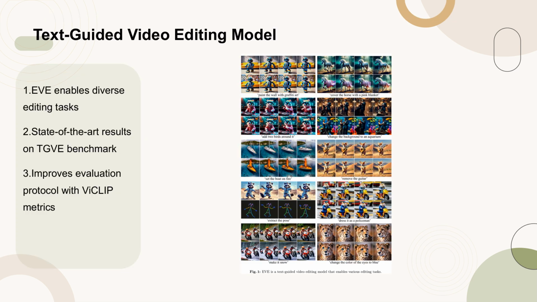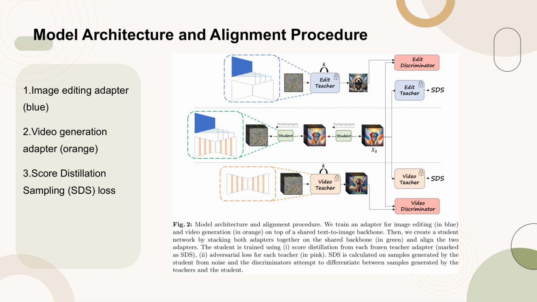Figure 1 introduces EVE, a text-guided video editing model capable of performing various editing tasks. EVE achieves state-of-the-art results on the Text-Guided Video Editing (TGVE) benchmark, demonstrating its effectiveness in video editing. Additionally, the model enhances the evaluation protocol by incorporating ViCLIP metrics, which are temporally aware, providing a more comprehensive assessment of video editing performance. Figure 2 illustrates the architecture and alignment procedure of our model.